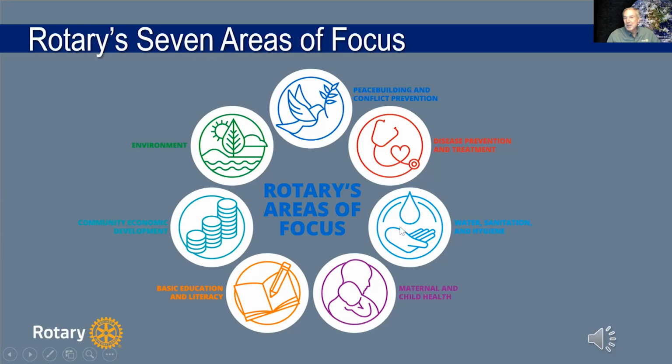Water and sanitation, for example. If you improve the water supply, you may say, and it's true, that has an impact on disease. And so I could say I'm in this area of focus, but I'm also in disease prevention. And I can say it also helps maternal and child health. And so it's also in child health.